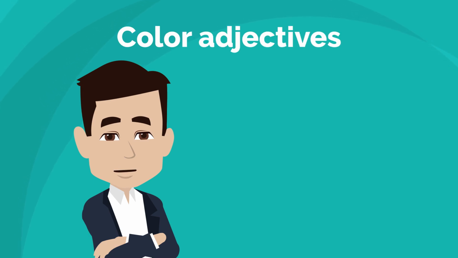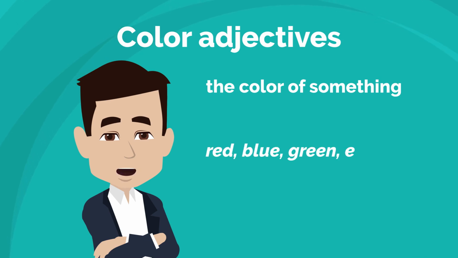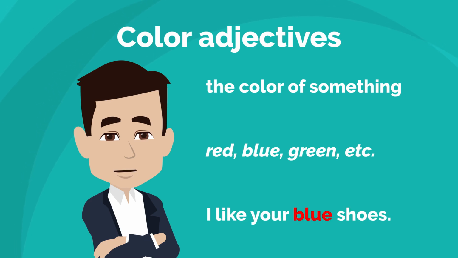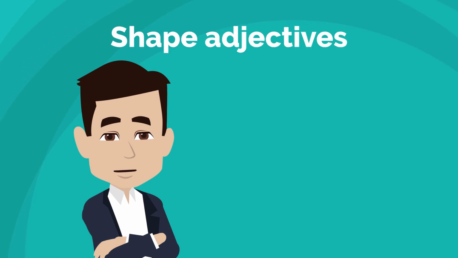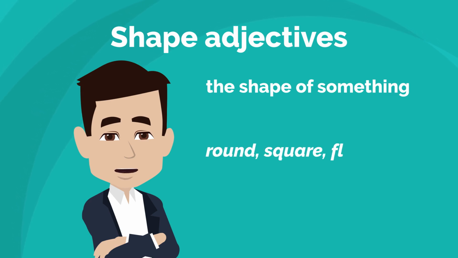Color adjectives. These are used to describe the color of something. Some examples include red, blue, green, etc. For example, I like your blue shoes. Shape adjectives is used to describe the shape of something. Some examples include round, square, and flat. For example, the earth is round.